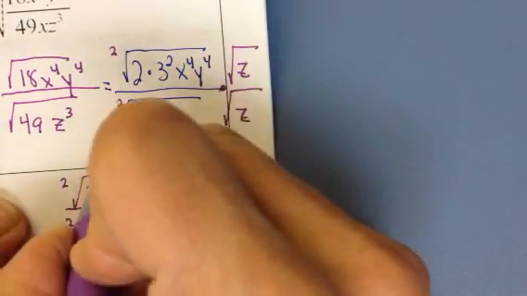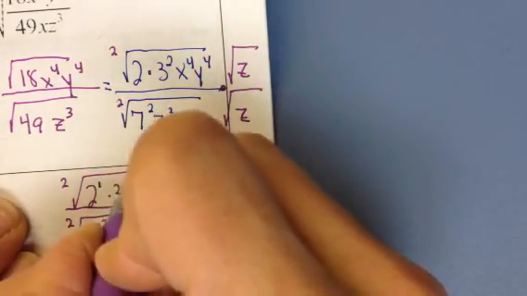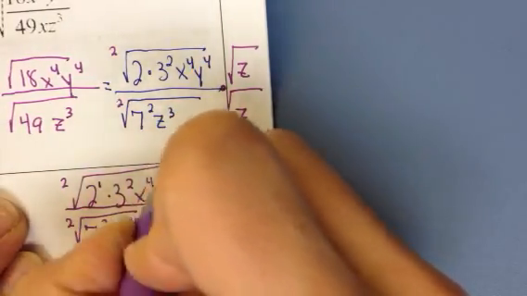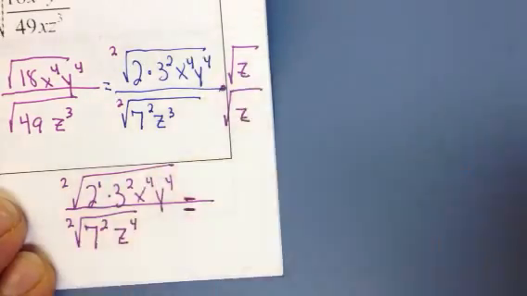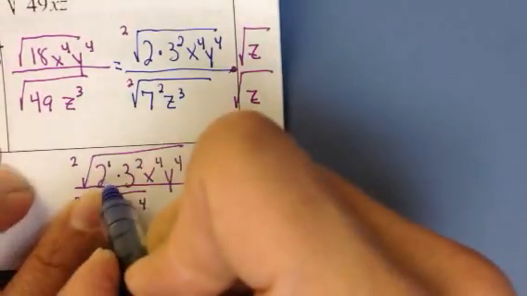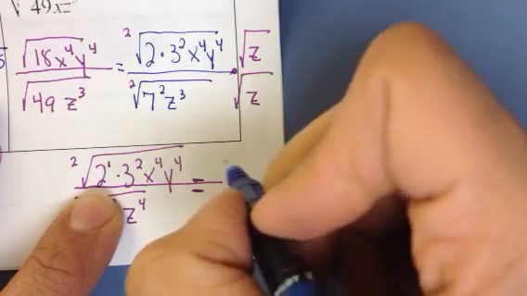So I'll have 2, but I'll put a first power with it. I'll have 3 squared, x to the 4th, and y to the 4th. And now what I want to do is take everything out that's perfect. So this 2 is not perfect. It's going to stay in there.